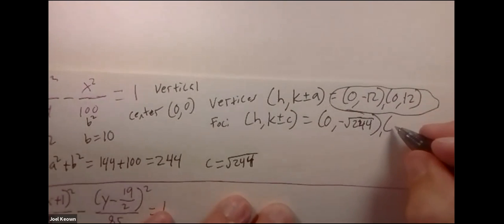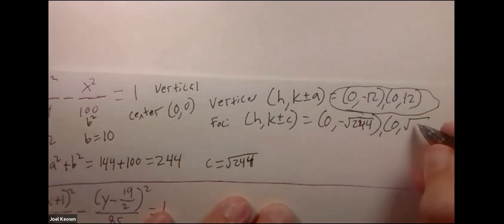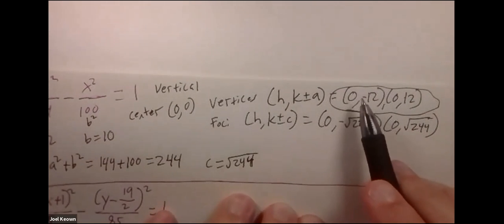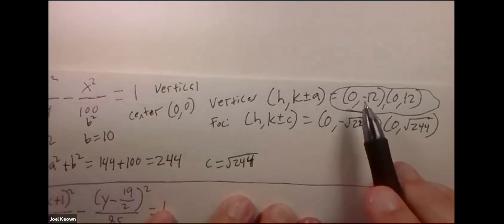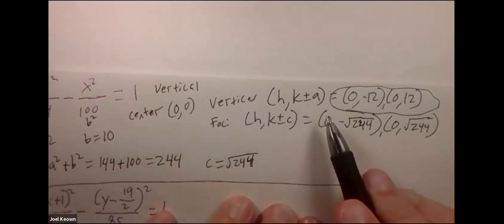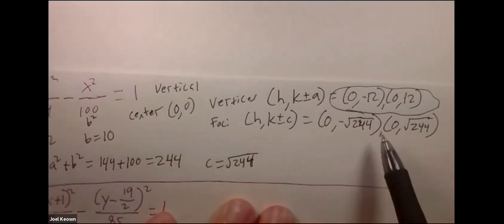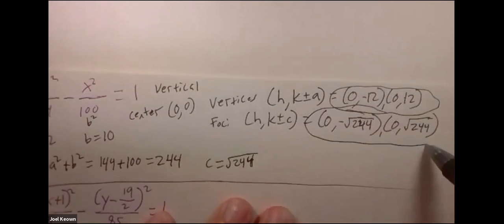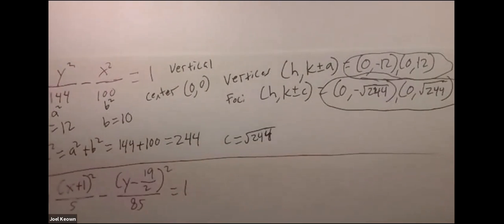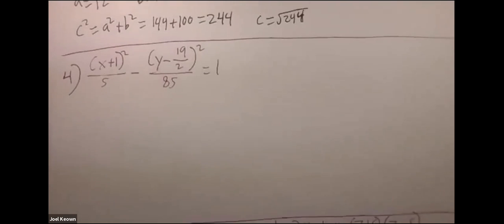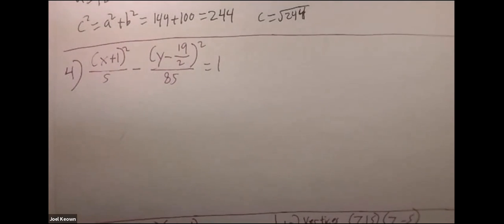And then 0, square root of positive 244. If you're wondering, yes, I'm perfectly okay with you just writing one coordinate point and saying 0, comma, plus or minus 12, or 0, comma, plus or minus square root of 244. That's fine. I write it out mainly because I know that's how they're going to read their answer as well. So if you're checking these answers in your classwork, I want to match up with how they do. All right, let's try number 4.